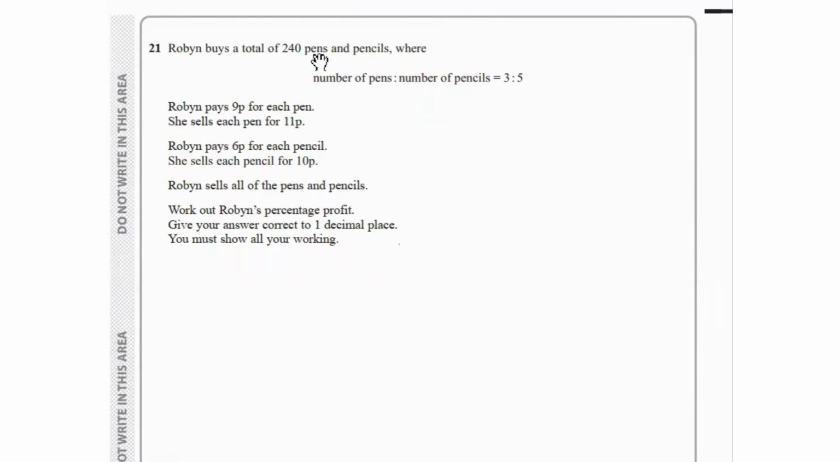Then Robin buys a total of 240 pens and pencils, where the number of pens to the number of pencils is 3:5. Robin pays 9 pence for each pen, and he sells each pen for 11 pence. Then he pays 6 pence for each pencil and he's selling it for 10 pence. Robin sells all of the pens and pencils. Work out his percentage profit, giving your answer correct to 1 decimal place.